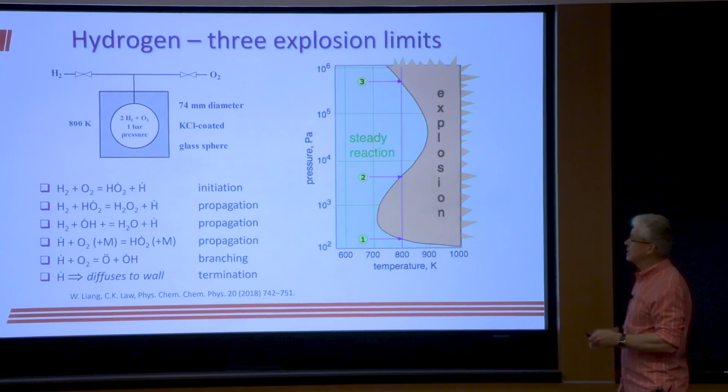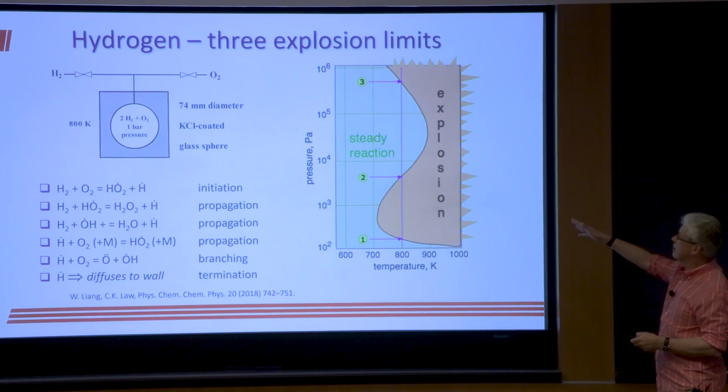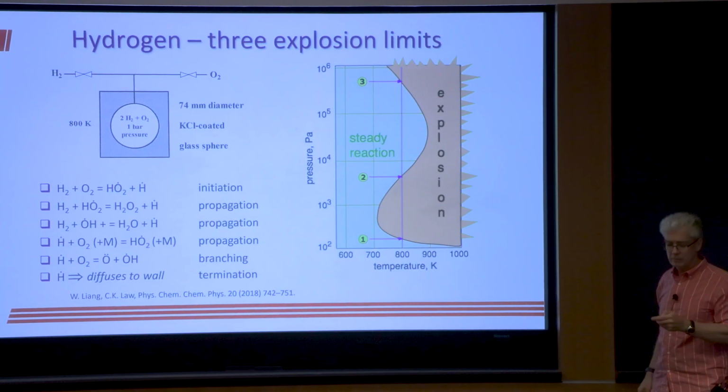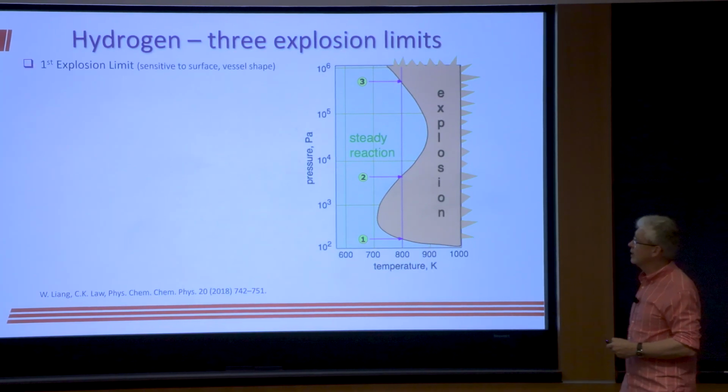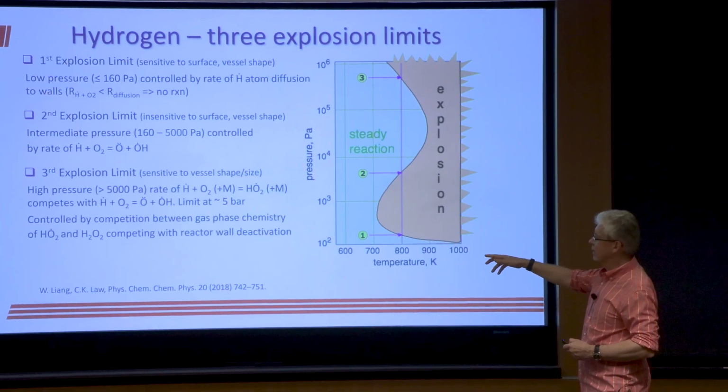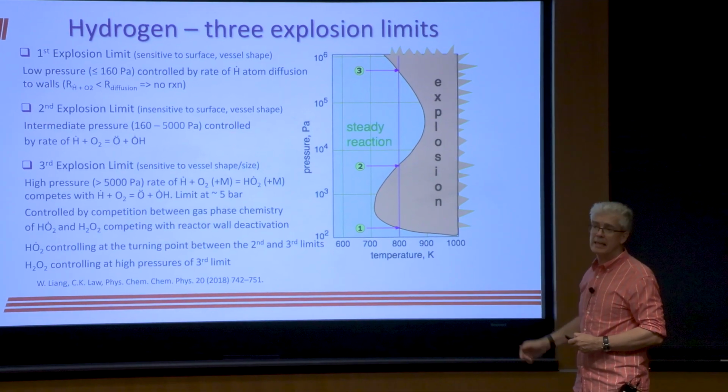So this is a very famous explosion limit diagram for hydrogen oxidation. Okay? It's very well known. And this is just another explanation of what I've just said. So I'm not going to say it again.